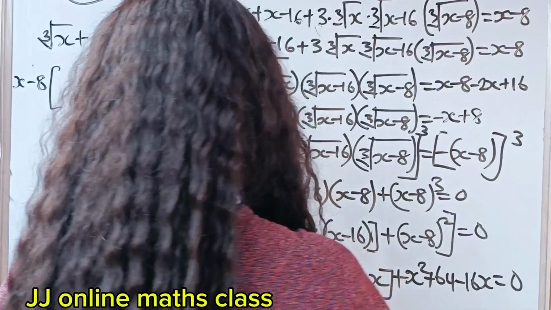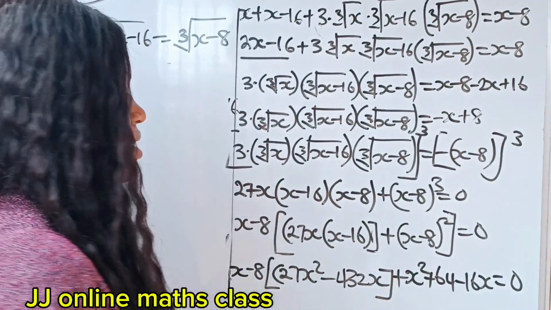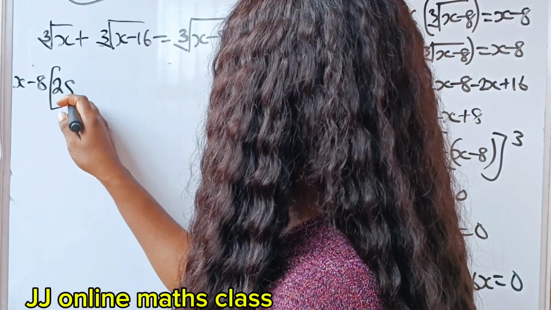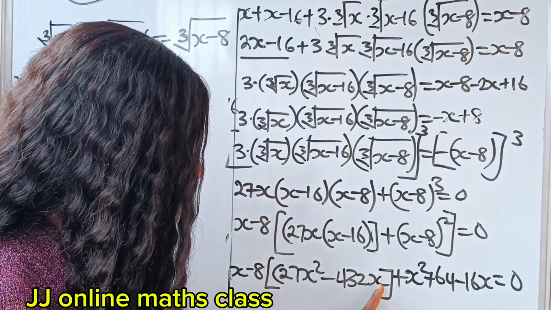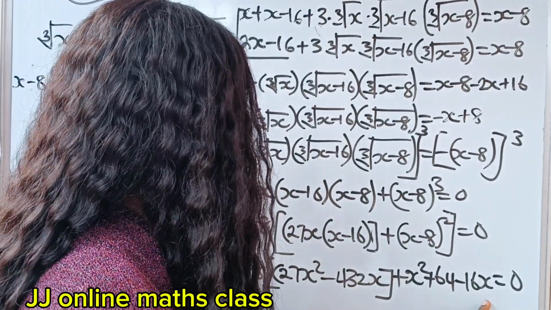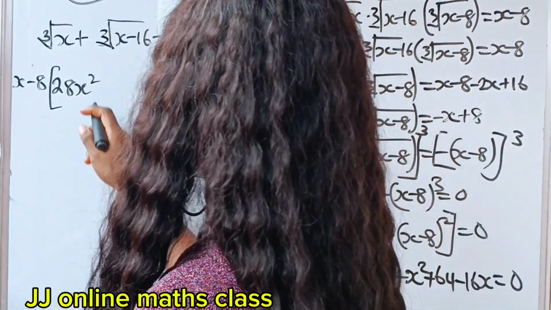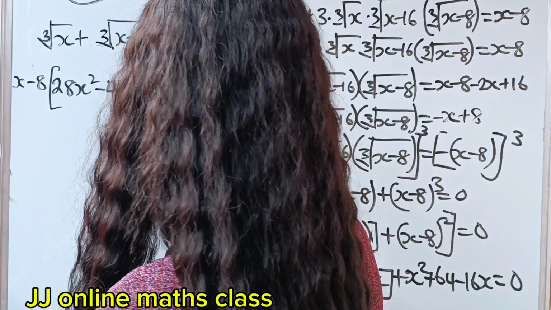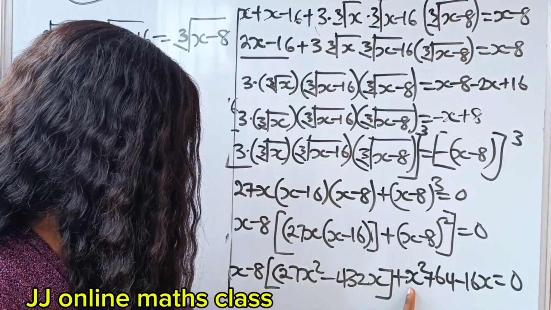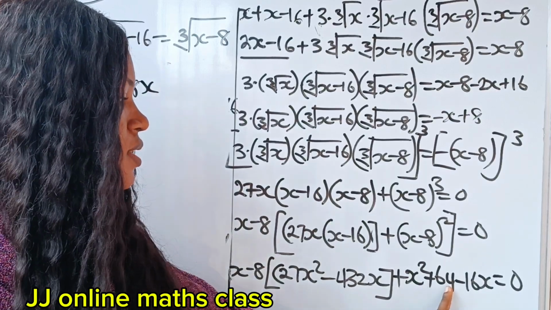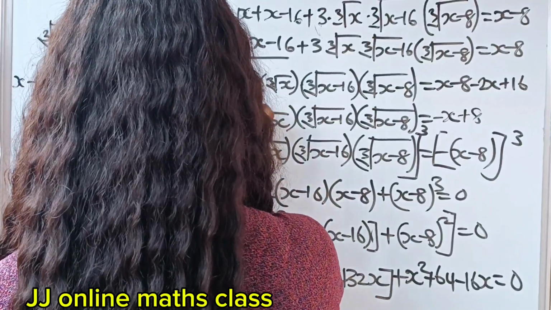We opened our brackets. So this is 27x squared plus x squared will give us 28x squared. So we have 28x squared. Now let's keep collecting like terms. Now minus 432x minus 16x is going to give us minus 448x, right? So we have minus 448x. All right, now what's remaining? Plus 64 is remaining, plus 64. All right, everything is equal to 0.